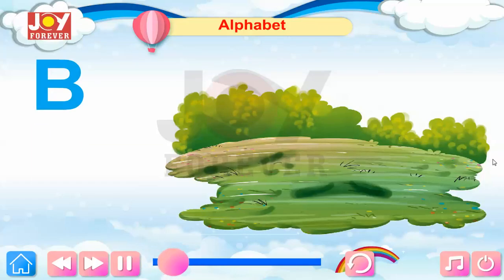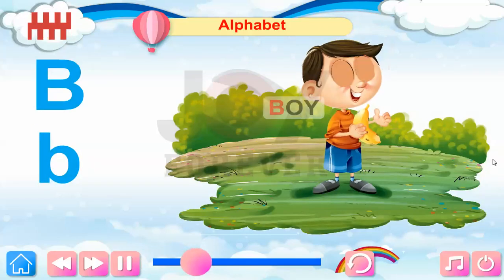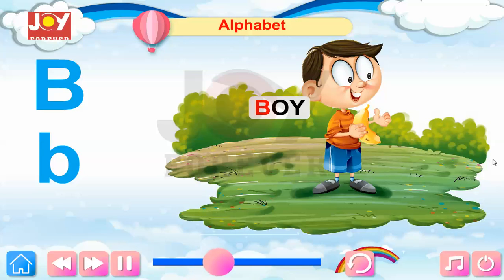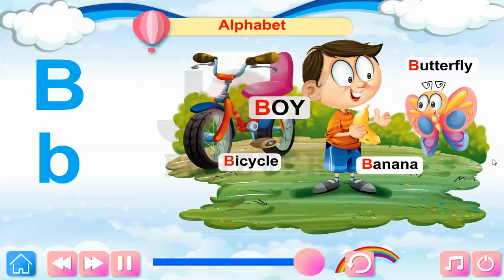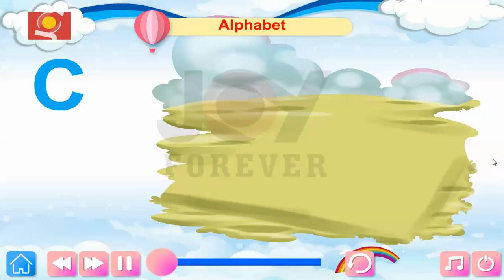Capital B, small b. B for boy. B for butterfly. B for banana. B for bicycle.